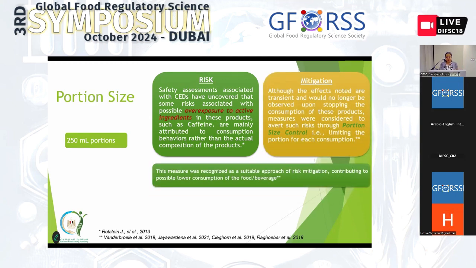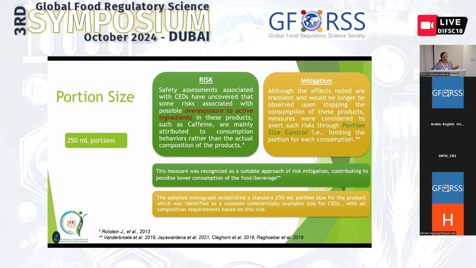How did we mitigate this risk? We decided that a portion control of such types of products would be a reasonable way to mitigate the risk. So this measure was recognized as a suitable approach of risk mitigation, contributing to possible lower consumption of the beverage. And as mentioned, it was decided that a standard 250 milliliter portion would be suitable for these types of products, while larger products may be assessed separately.